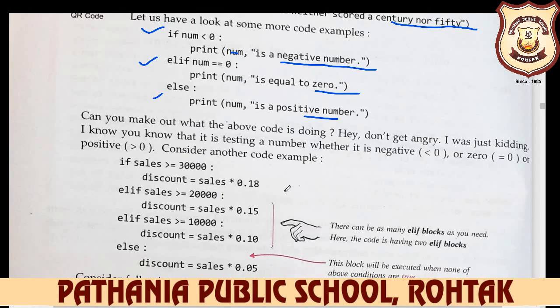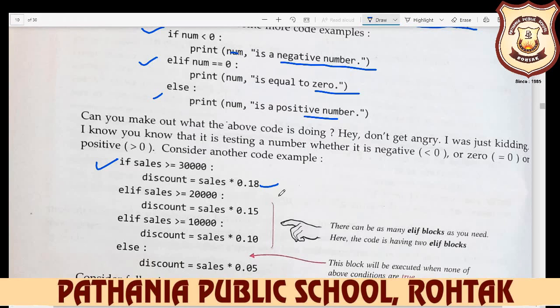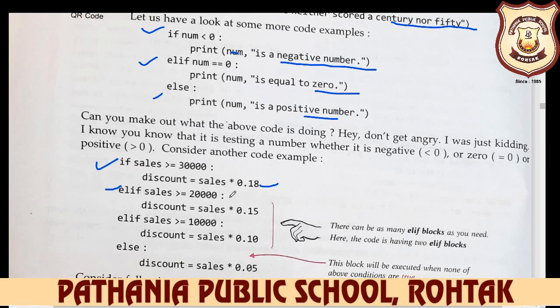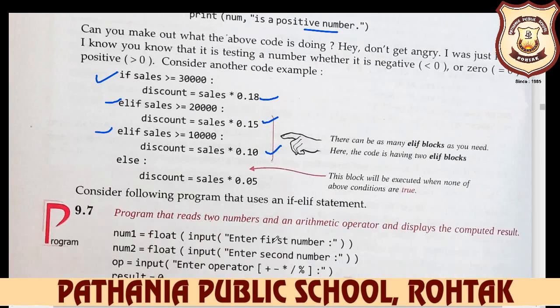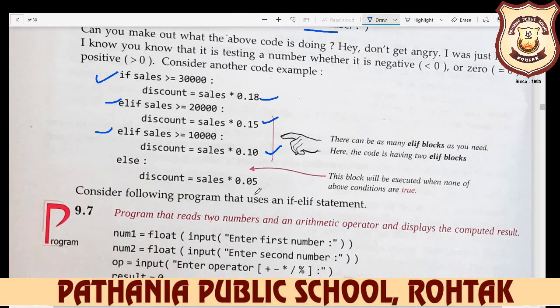Another example we take here. If sales are greater than or equal to 30,000, then discount is sales multiplied by 0.18. Elif sales are greater than or equal to 20,000, then the discount is 0.15. Again elif sales are greater than or equal to 10,000, then the discount is 0.10. And otherwise your discount is 0.05.